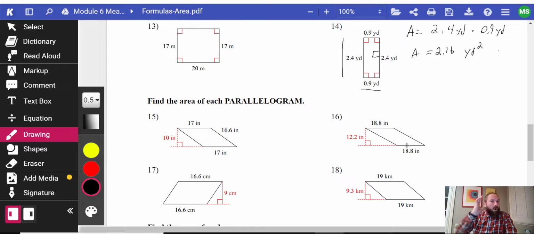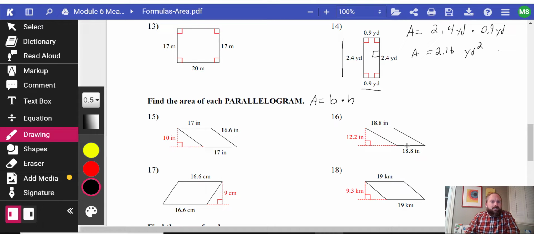So we've already been discussing this. The area of a parallelogram is, well, let's start off. It starts with a B. It's the base and height. So the area of a parallelogram is equal to base times the height.